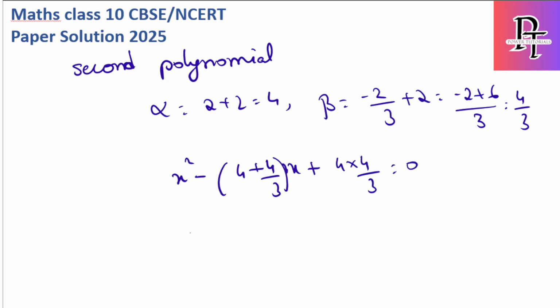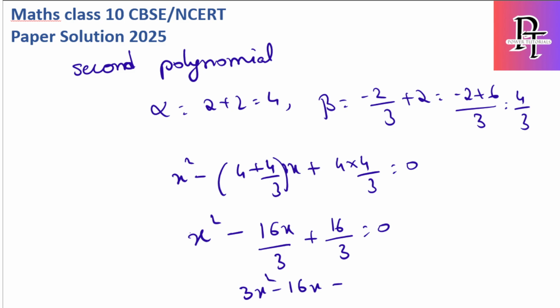So here I can say it is x square minus, 3 fours are 12 plus 4, 16x by 3, plus again 16 by 3 is equal to 0. If I take 3 as LCM, I will get 3x square minus 16x plus 16 is equal to 0. This is the new polynomial, which is having roots which are 2 greater than the original one.